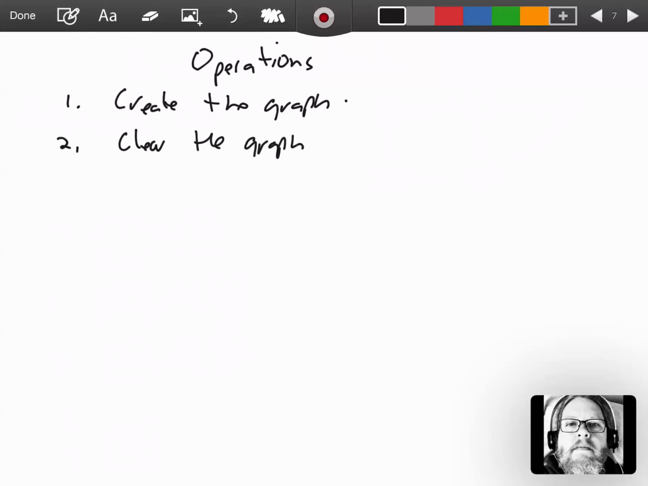You have to have an is-empty operation, to see if it's empty. You have to traverse the graph.